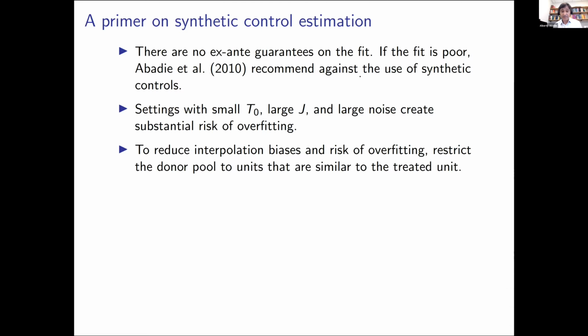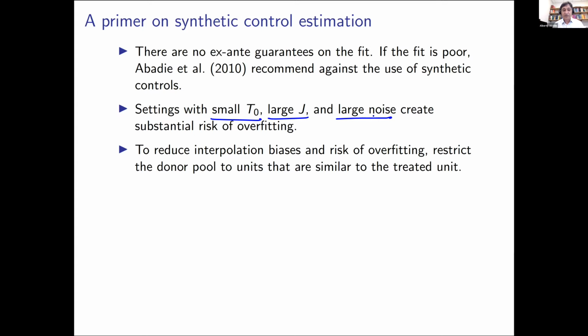Okay. We have to be aware that settings with perhaps a small number of pre-intervention periods, a large number of units in the donor pool, and large noise, like a large variance of epsilon, create substantial risk of overfitting, in the sense that you are not fitting the outcomes because the characteristics of the units, the Ci and the mu i, are similar. You are fitting the outcomes because you have enough variation in the epsilons, and from this variation in the epsilons you can fit. You give me enough noise, and I can fit anything.